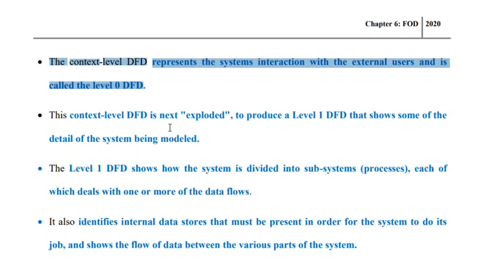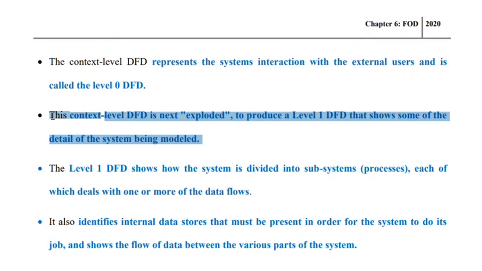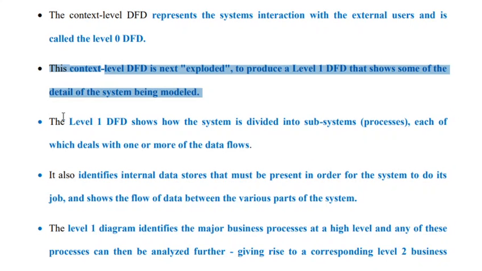Then the context diagram is exploded or factored in order to produce the level 1 data flow diagram, where the level 1 data flow diagram identifies all the high level functionalities. It also represents the data stores with which it interacts in order to perform business. So the level 1 data flow diagram represents all the high level functionalities with the associated data flow.